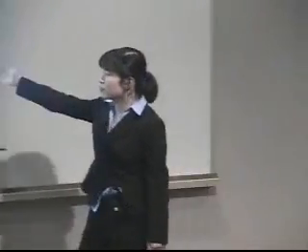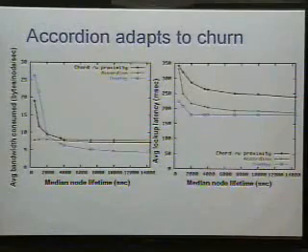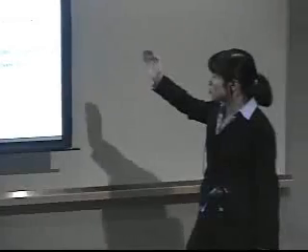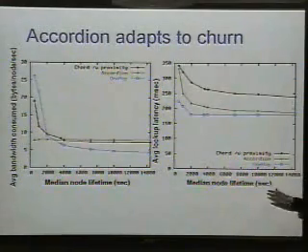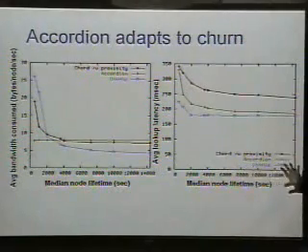Here I show how Accordion adapts to churn. I vary the median node lifetime in the system, from half an hour median lifetime to almost 4 hours of median lifetime. You can see that the bandwidth consumption of Accordion, given a fixed bandwidth budget, remains constant over the churn.